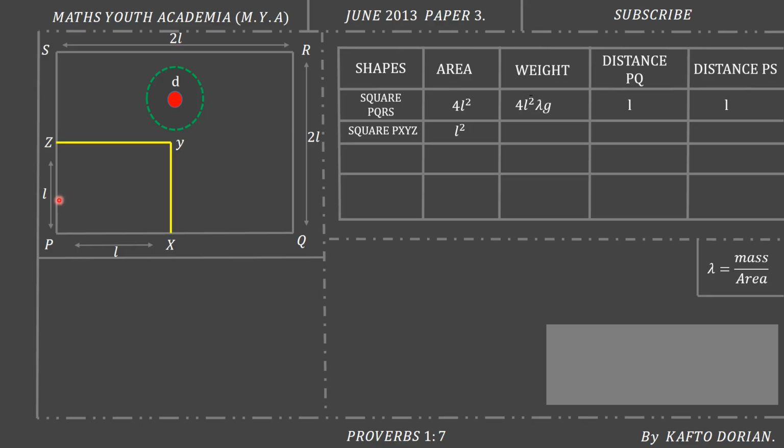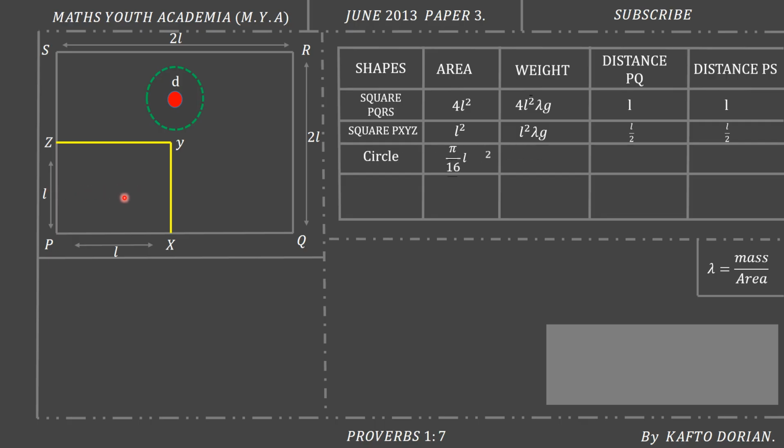Taking the second shape, our square PXYZ, the area is side times side, so L times L, which is L squared, and the weight is the area times lambda times gravity. The distance of the square PXYZ from PQ will be L/2, and the distance from PS will still be L/2.